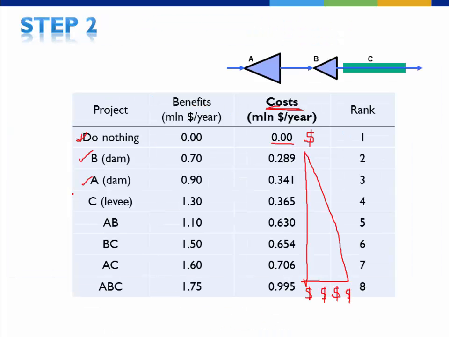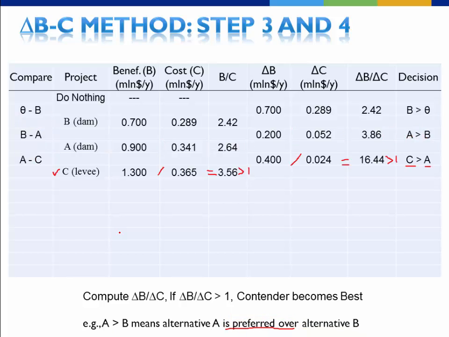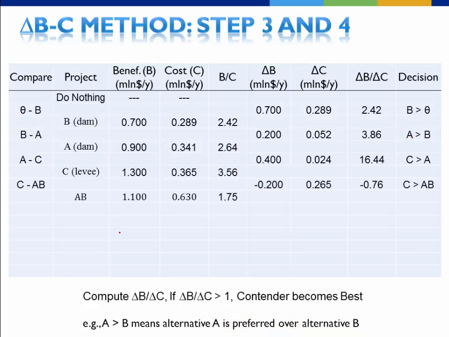Which is the following contender? So this is now our current best, and now we're going to be comparing against AB. Similarly, this is the increment in the benefits. Actually, there are no increments in benefits. As you can see, this does not provide greater benefits than only the levees. So this is why this is negative.